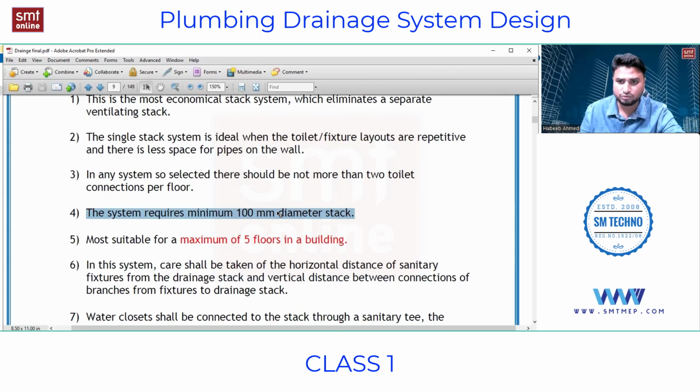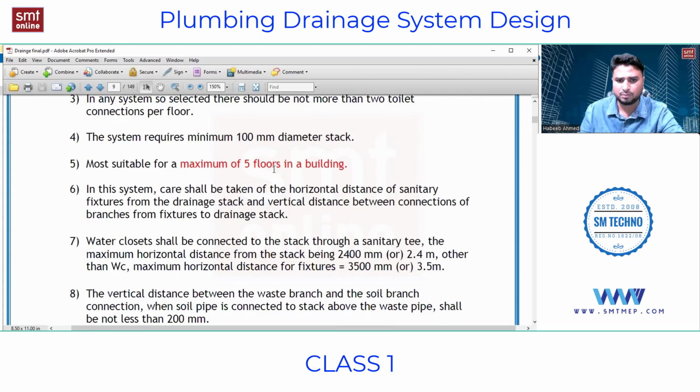This should be for sure. This is the least. Okay. This is most suitable for a maximum number of 5 floors in a building. That means this is suitable for a building which is 5 floors, not more than that.